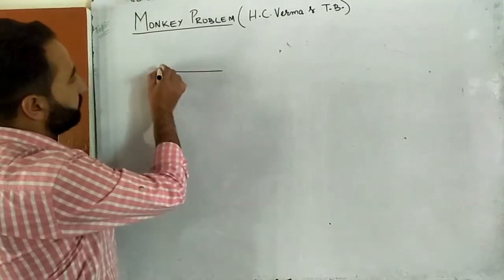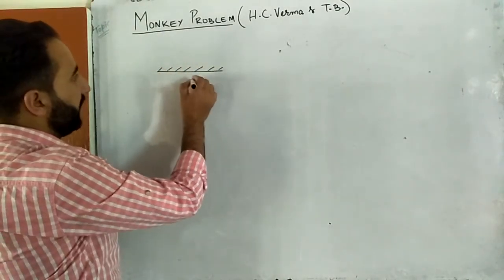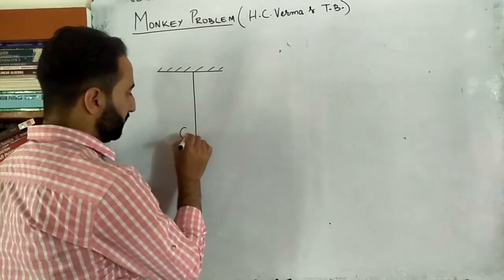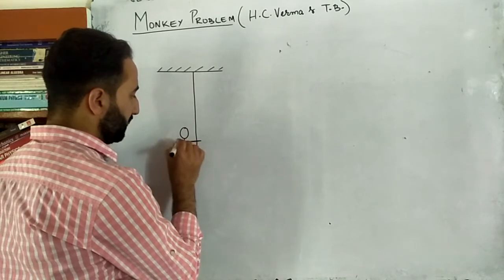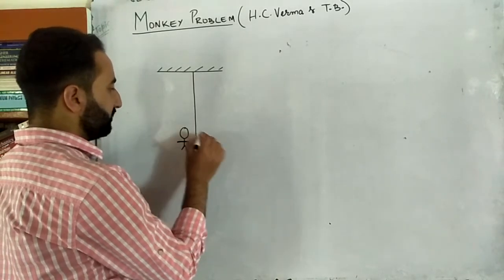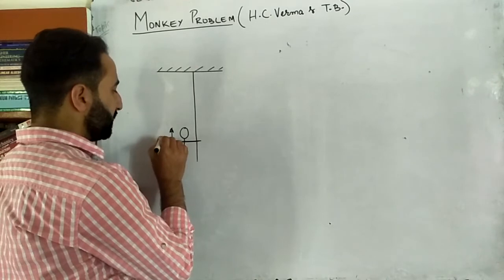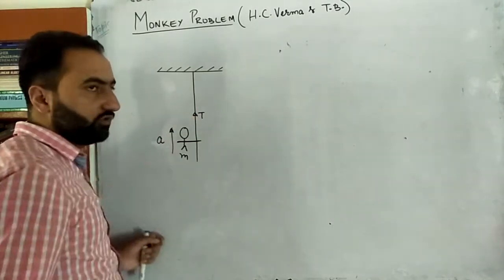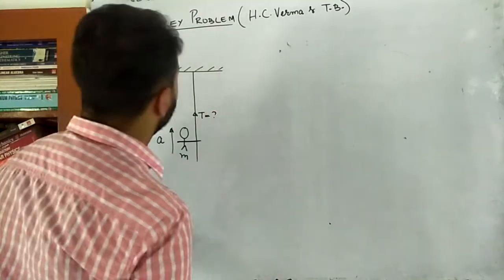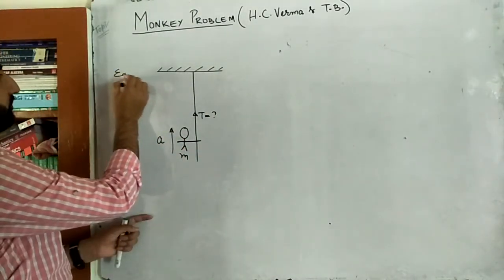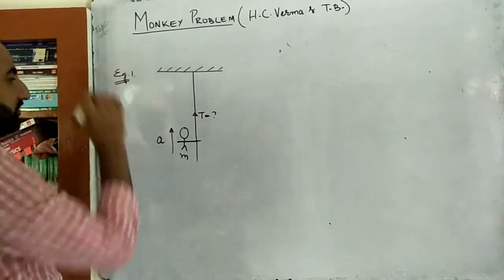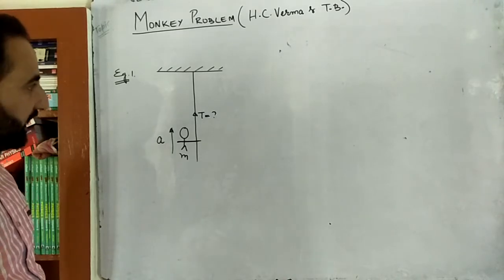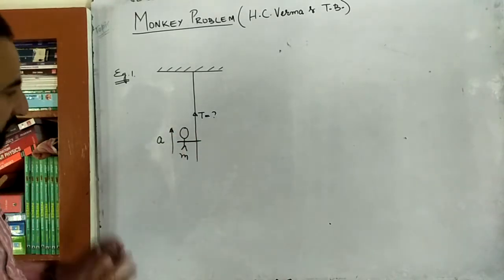The example is like this. This is a rigid support, and here we have a massless string or rope. Here is the monkey, which is accelerating in the upward direction with some acceleration a. Its mass is m. The question is to calculate the tension in the string. So this is example number one, based on the monkey problem. Simply, this is a monkey of mass m going upward with an acceleration a, and you are supposed to calculate the tension in the string.